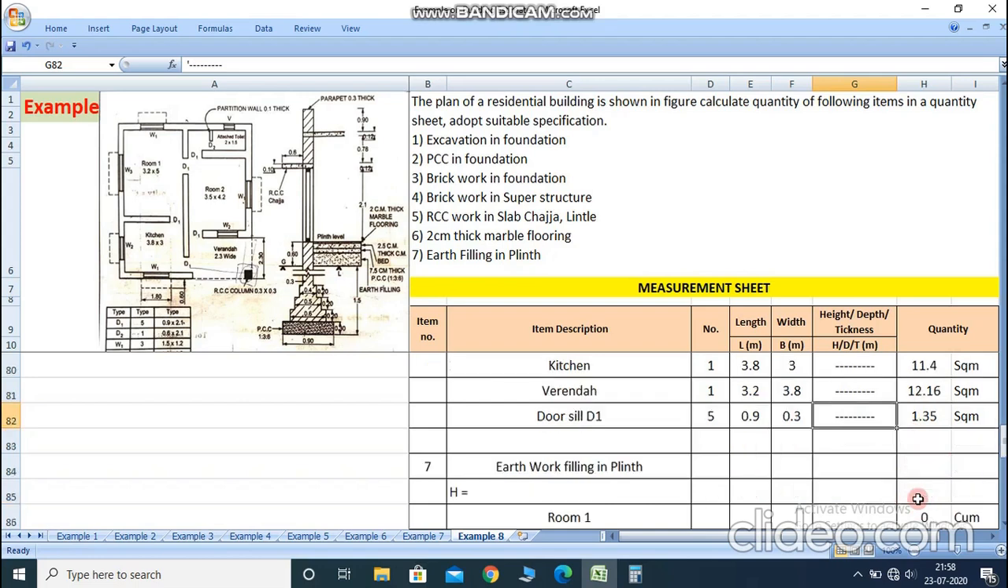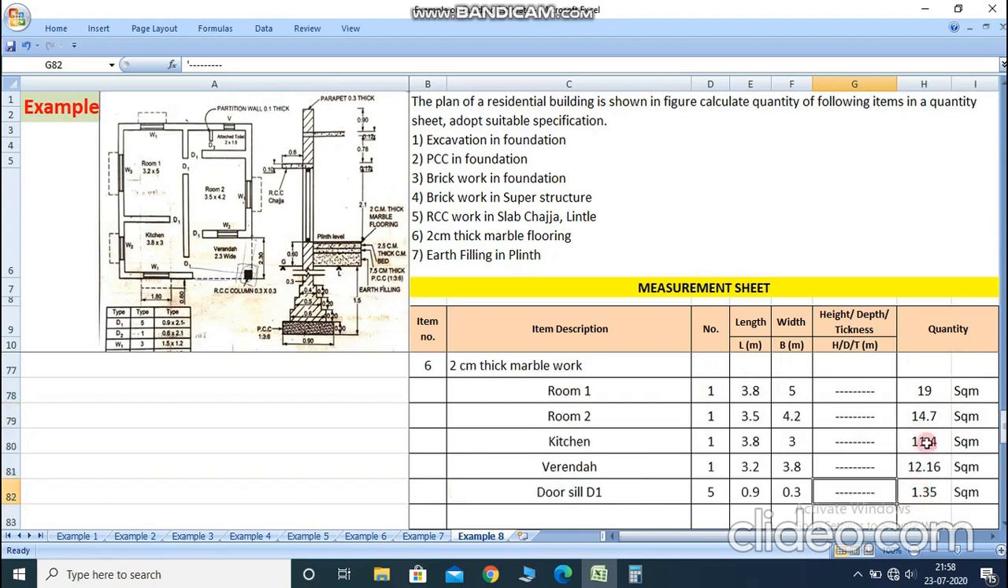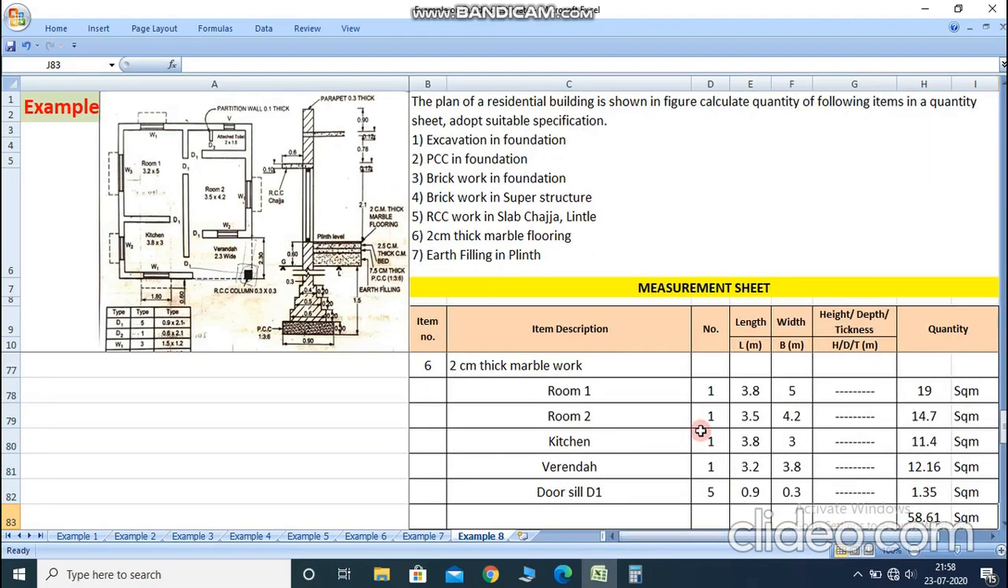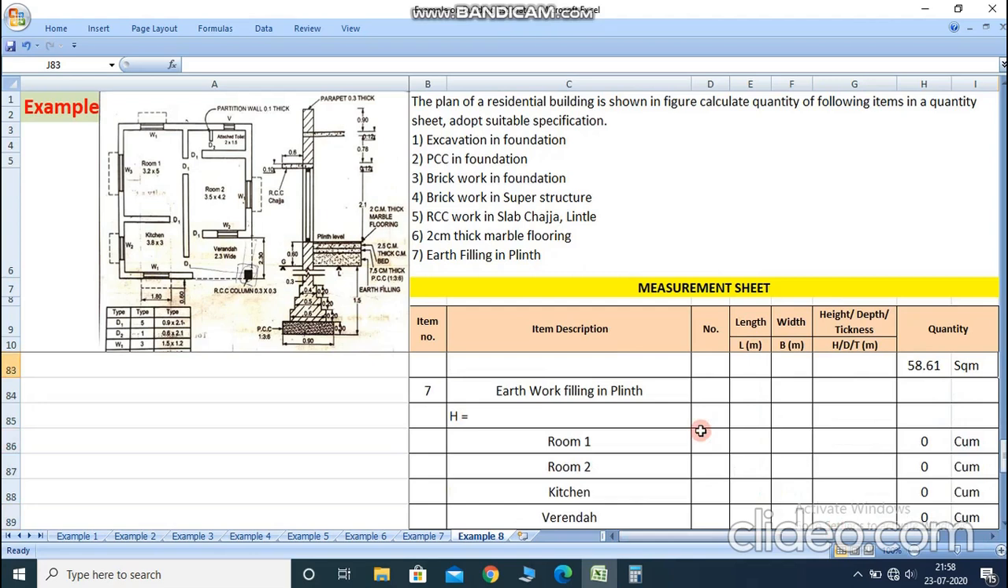Now summing all the values, we got the final answer. The total answer is 58.61. 58.61 is the final square meter answer for the 2 centimeter thick marble work. Clear? Then after that, earthwork filling, the 7th item, we calculated earth filling in the plinth.